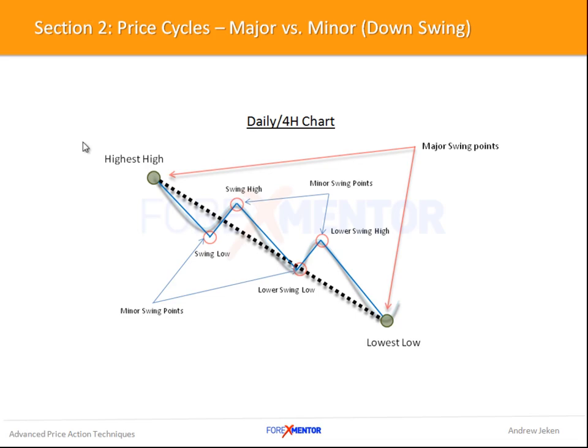So recap, identify your major swing from the highest high to the lowest low, and then you can identify the minor swing points in between these cycles. But the important thing to note is where the highest high and the lowest low are in a downtrend. And these are very important. We're going to discuss why shortly.